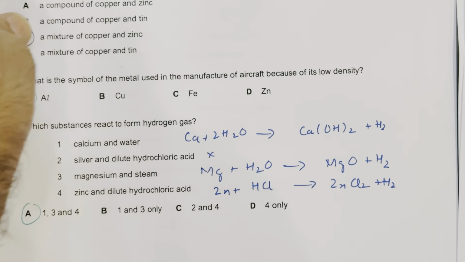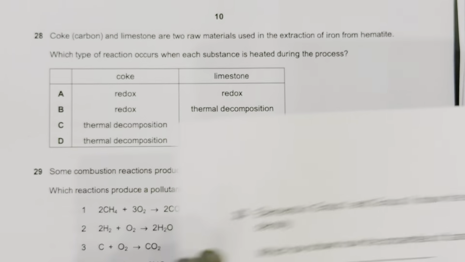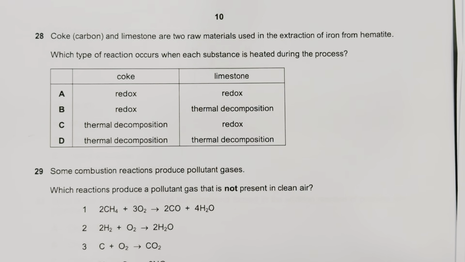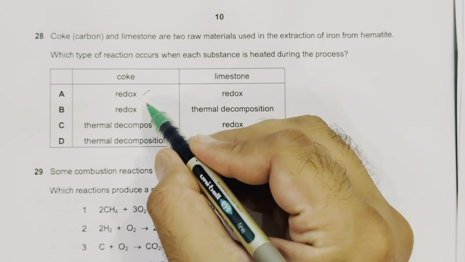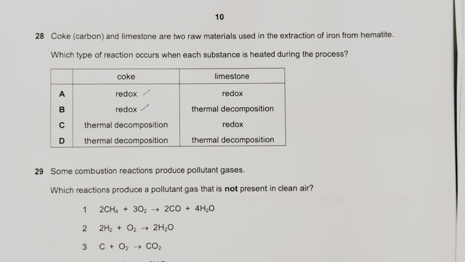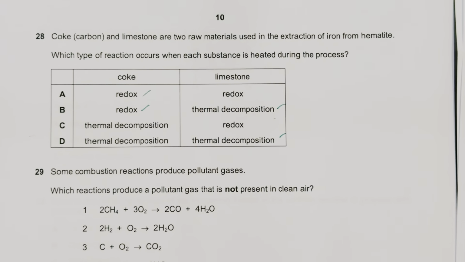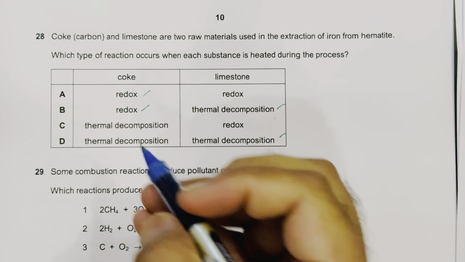Moving to question number 28. Question 28 is that coke, carbon and limestone are two raw materials used in the extraction of iron from hematite. Which type of reaction occurs when each substance is heated during this process? Okay, first of all we need to know that this is a redox reaction. Oxidation and reduction take place simultaneously, and due to thermal decomposition the limestone is broken down, so option number B is the correct choice over here.